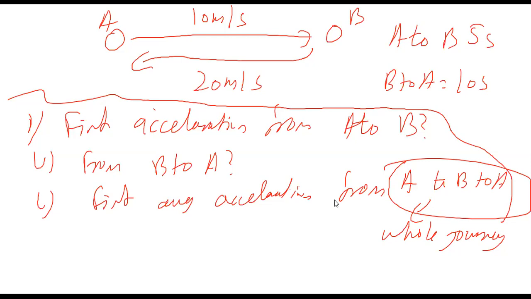Please, Zainab and Mustafa, did you get how to find it out? Okay, Zainab, how did you get 1 meter per second square? Zainab, how did you get 1 meter per second square for part B?